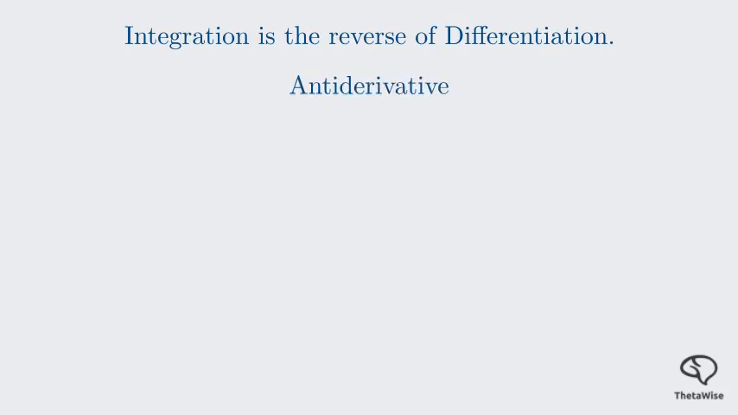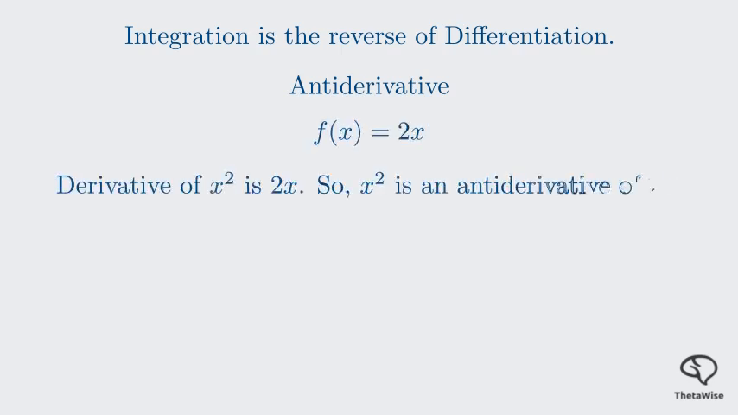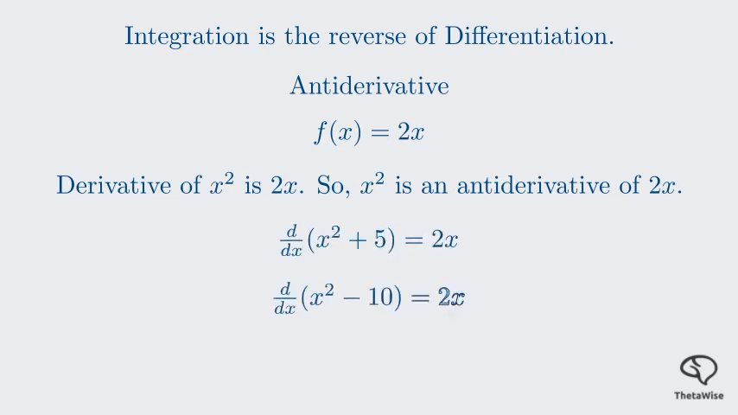Suppose we have the function f of x equals 2x. We know that the derivative of x squared is 2x, so x squared is an antiderivative of 2x. But is it the only one? What about the derivative of x squared plus 5? The derivative of x squared plus 5 is also 2x. And the derivative of x squared minus 10 is also 2x. This shows that any constant added to x squared will have a derivative of 2x.